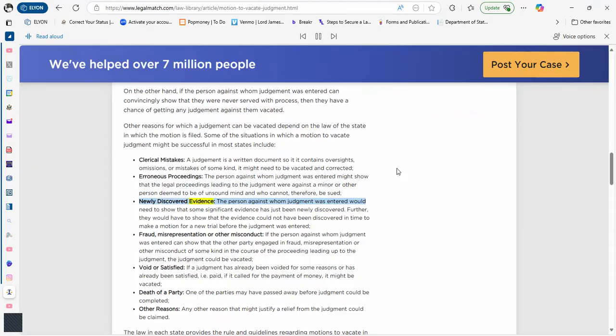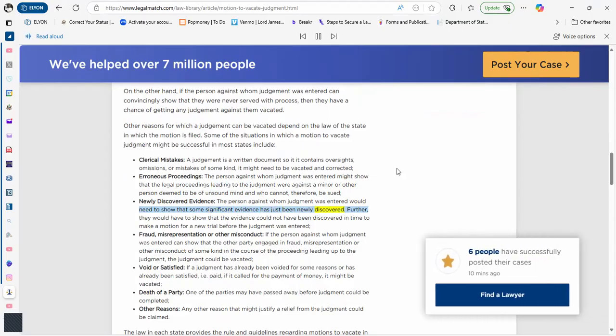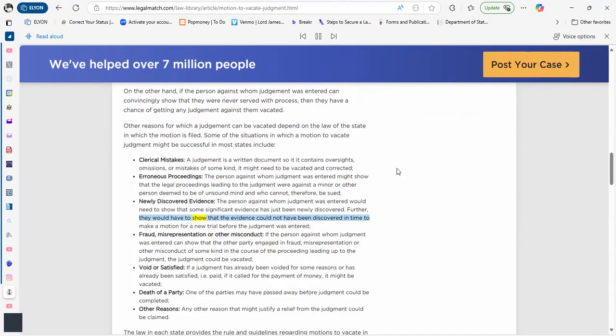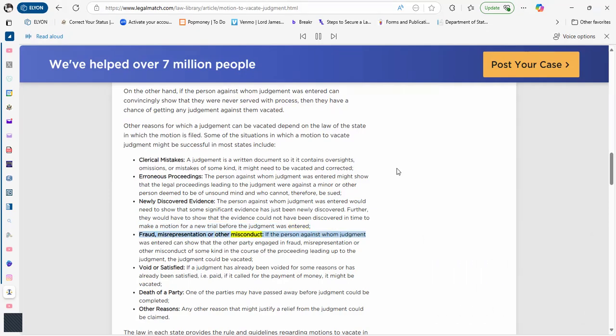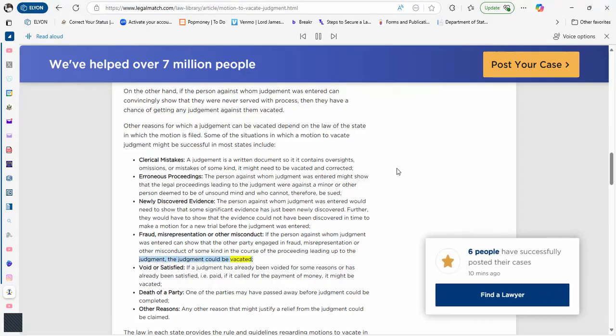Newly discovered evidence. The person against whom judgment was entered would need to show that some significant evidence has just been newly discovered. Further, they would have to show that the evidence could not have been discovered in time to make a motion for a new trial before the judgment was entered. Fraud, misrepresentation, or other misconduct. If the person against whom judgment was entered can show that the other party engaged in fraud, misrepresentation, or other misconduct of some kind in the course of the proceeding leading up to the judgment, it could be vacated.